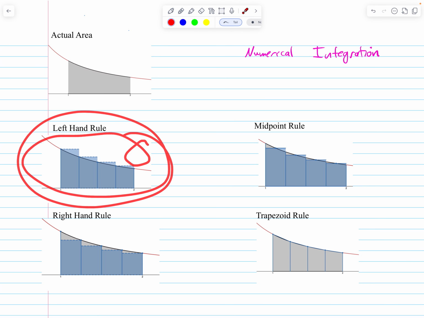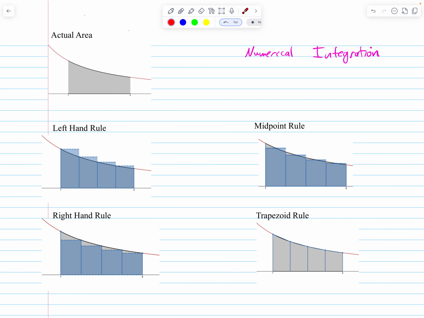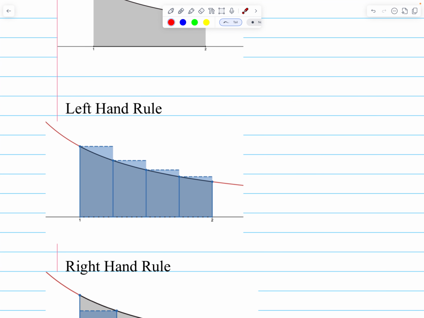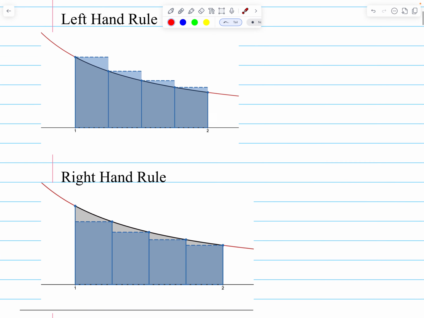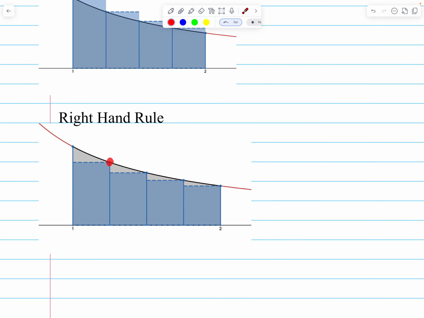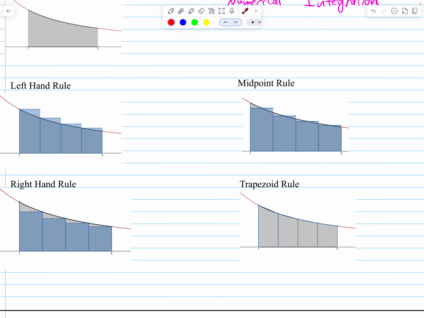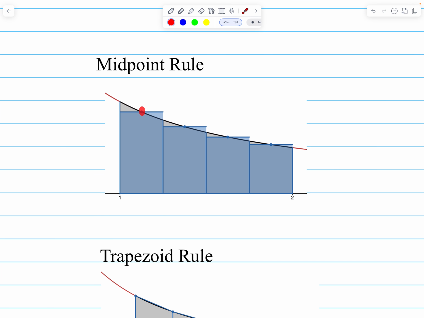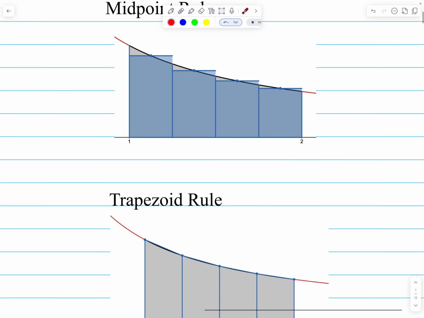The left-hand rule means that when you're making your rectangles, you choose y values on the left side of your starting area to determine the height of each rectangle. For the right-hand rule, you choose y values on the right side of each rectangle when you are determining the heights of your rectangles. For the midpoint rule, you pick the point in the exact middle of each rectangle to determine the height you're going to use to find the areas of each rectangle.